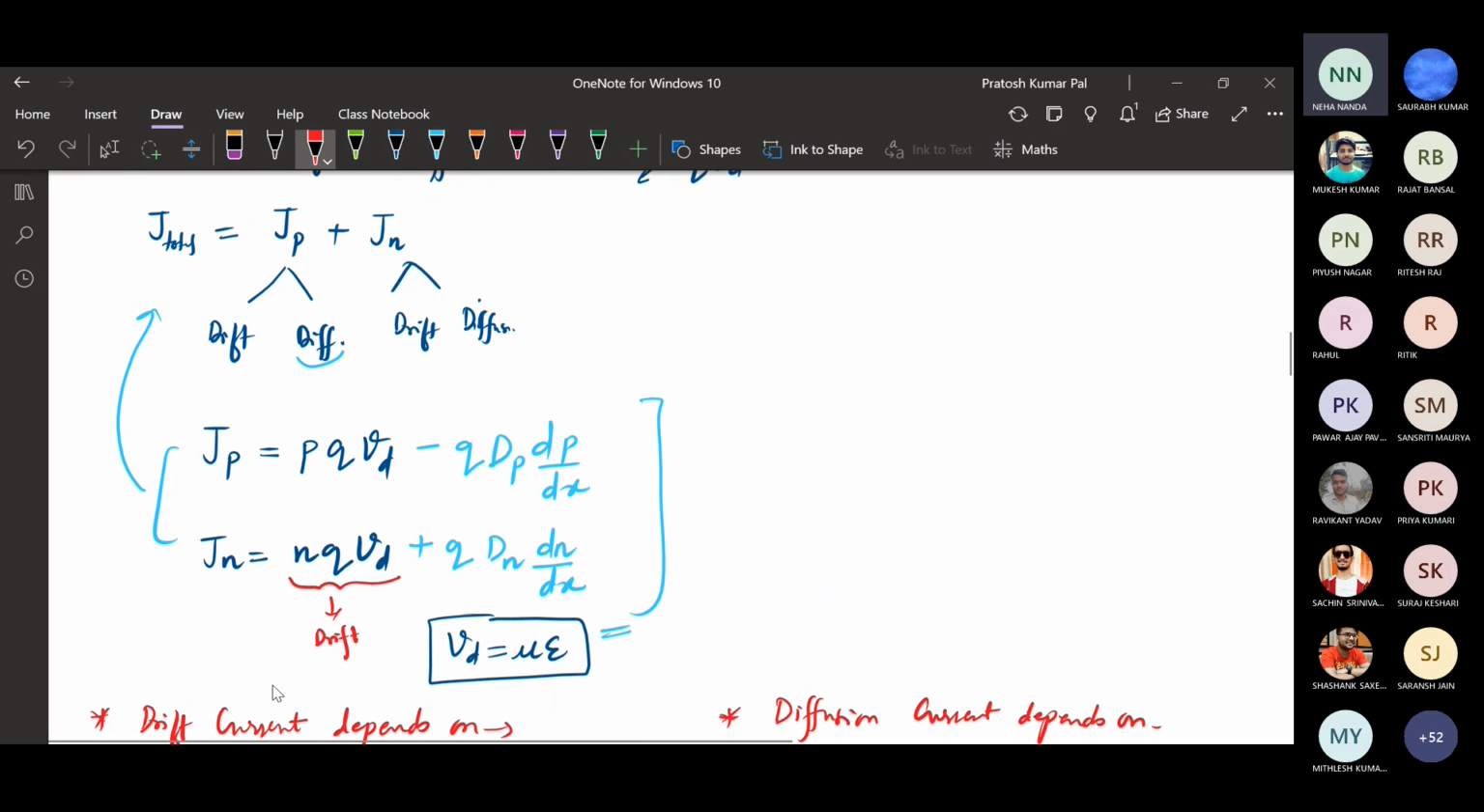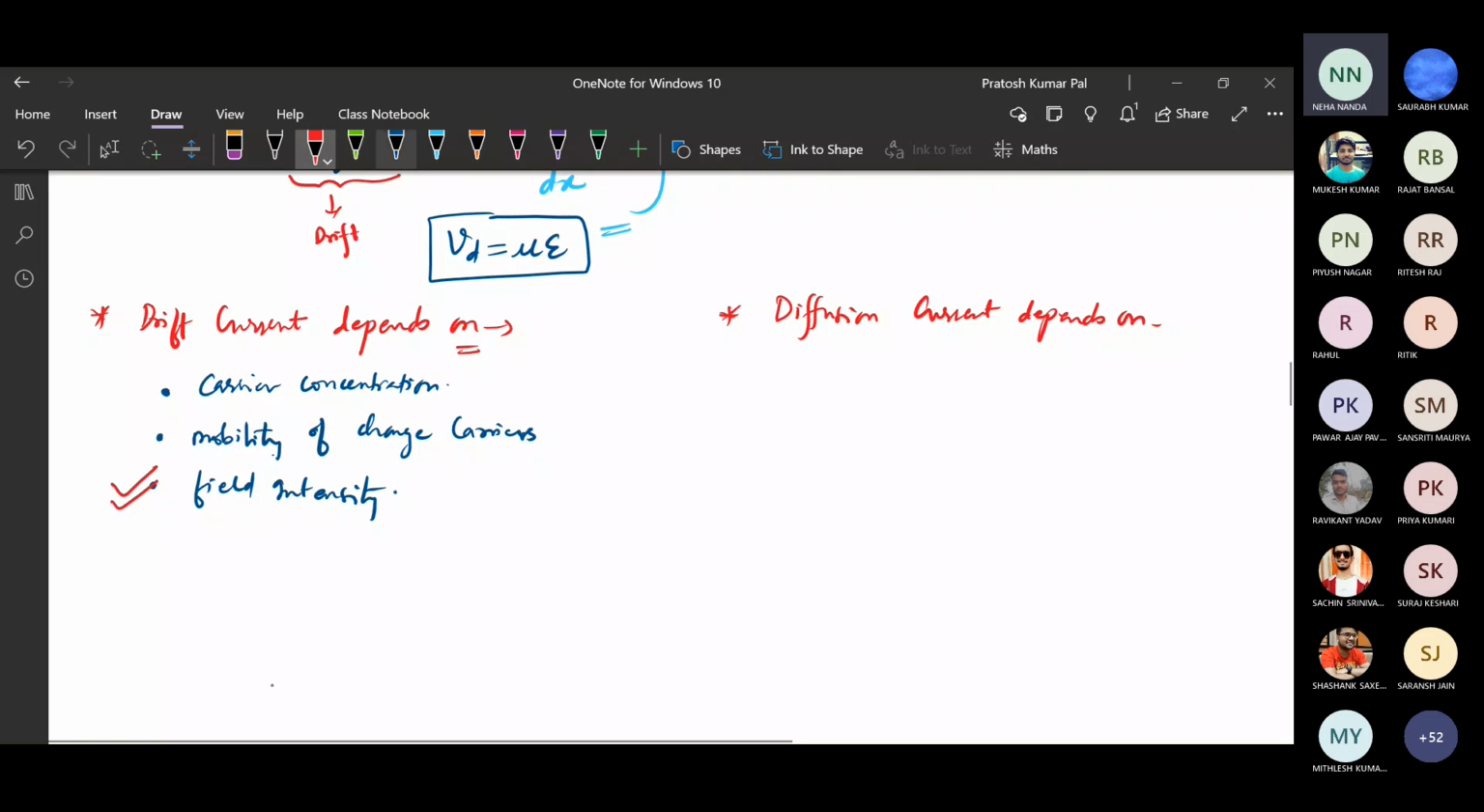So the diffusion component is basically this one. Here it depends on q, that is constant, Dp will be a constant for a particular case. And this del p by del x is the gradient. So the only parameter that it depends on is the concentration gradient of charge carriers. It will basically depend on the concentration gradient.